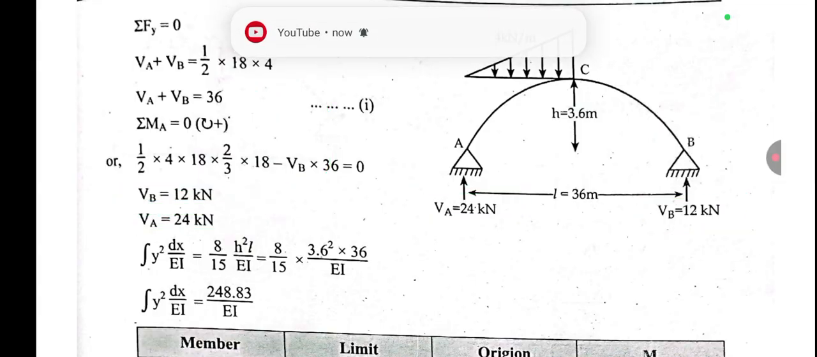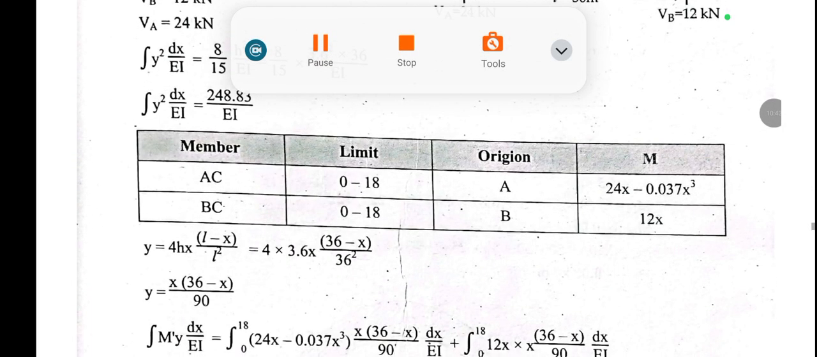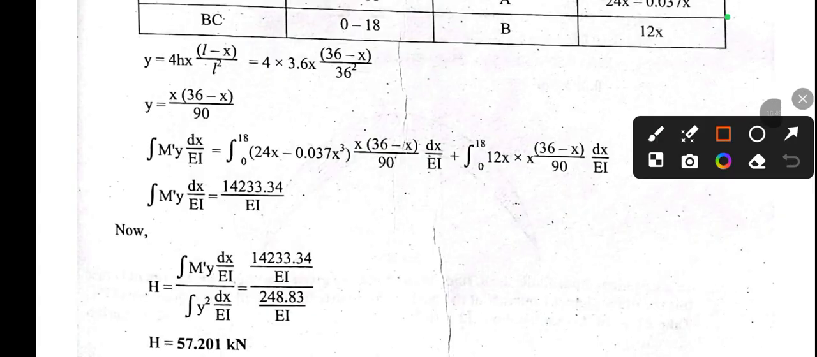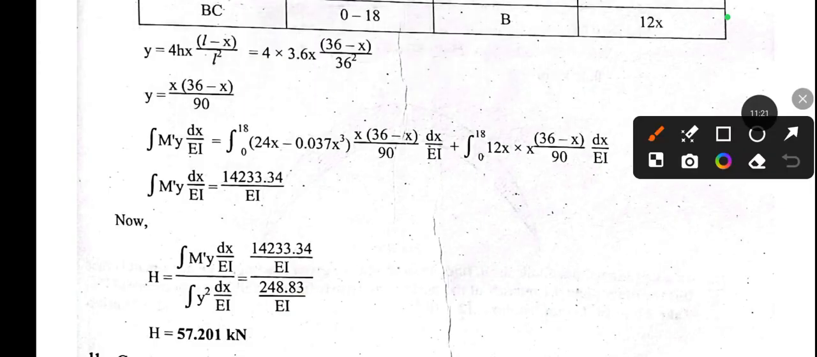Now, as we know, in the very first case we have the formula of horizontal thrust equal to this one: integration of M dash y dx by A divided by integration of y square dx by A. If we can calculate the value of this numerator part and this denominator part, then we can easily put the values in this formula and calculate the horizontal thrust, that is 57.20 kilonewton.